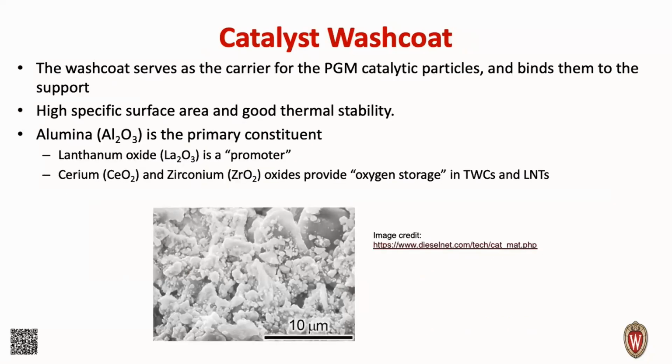The wash coat, that cookie part that I talked about before, serves as a carrier for the PGM particles, and it binds them to the support. So we want it to have a high specific surface area and good thermal stability, right? We want it to help hang on to those chips and keep them from migrating. The most common support material is an alumina, which is Al2O3, and then you can have other various things on there, including some like cerium and zirconium oxides, which are useful for oxygen storage in three-way catalysts and lean NOx traps, and we'll talk about that a little bit more.